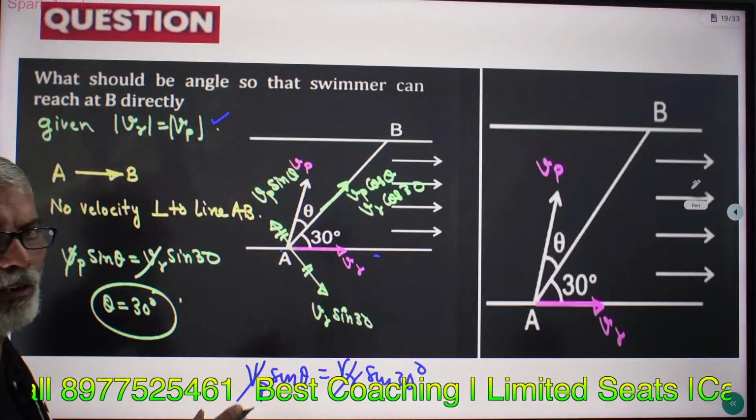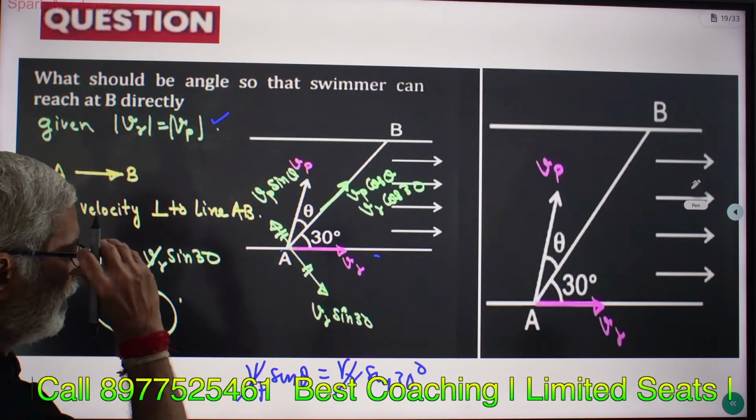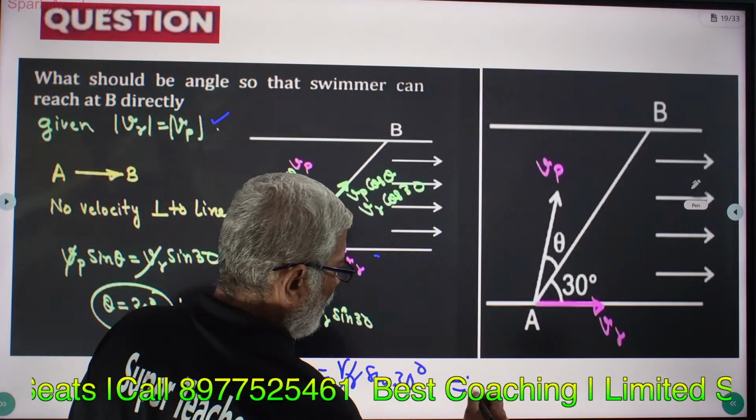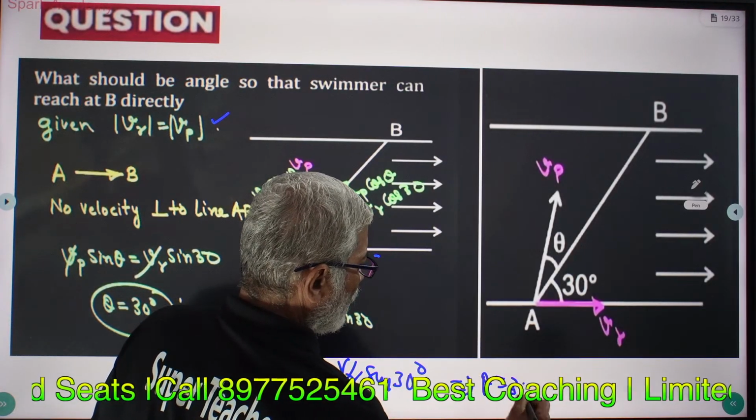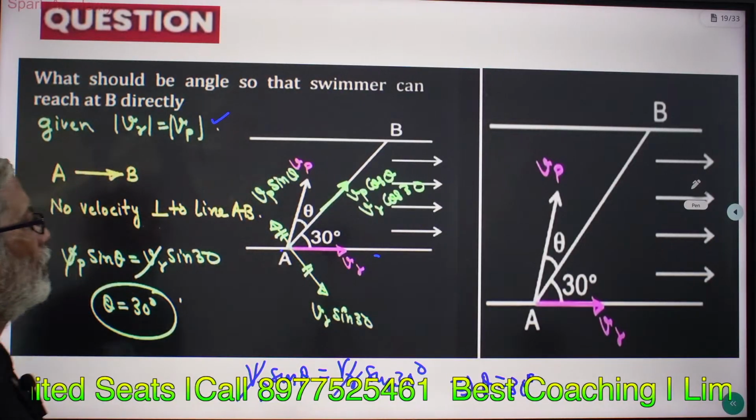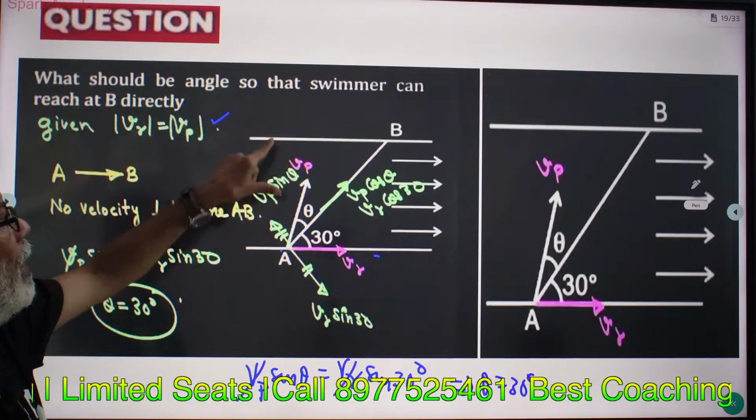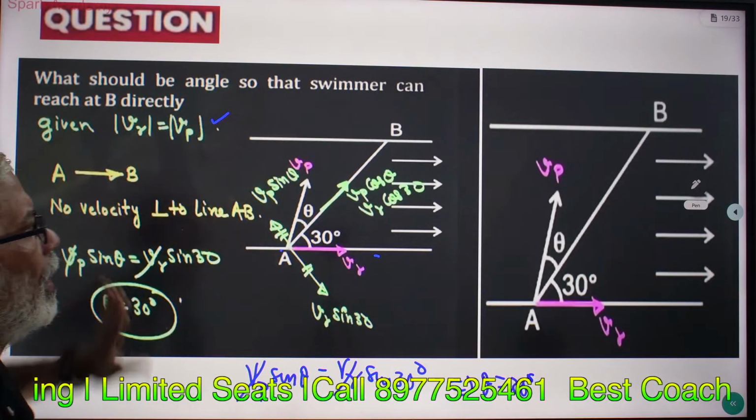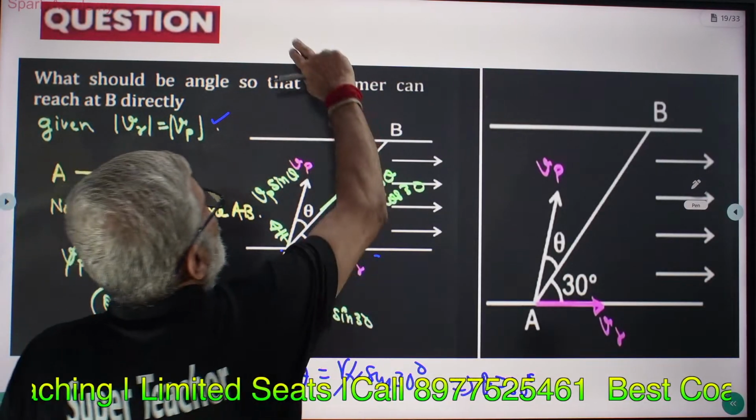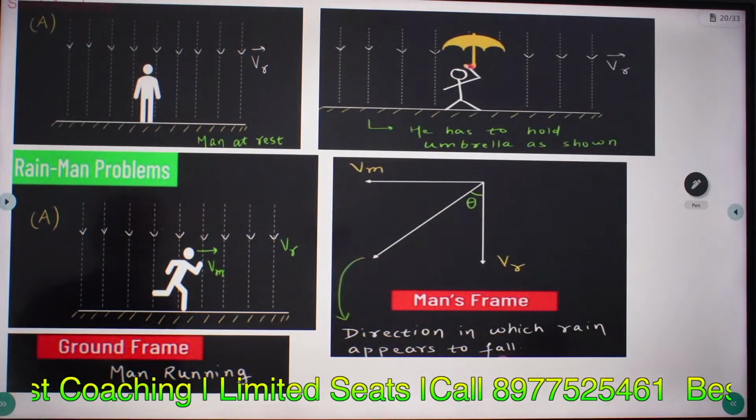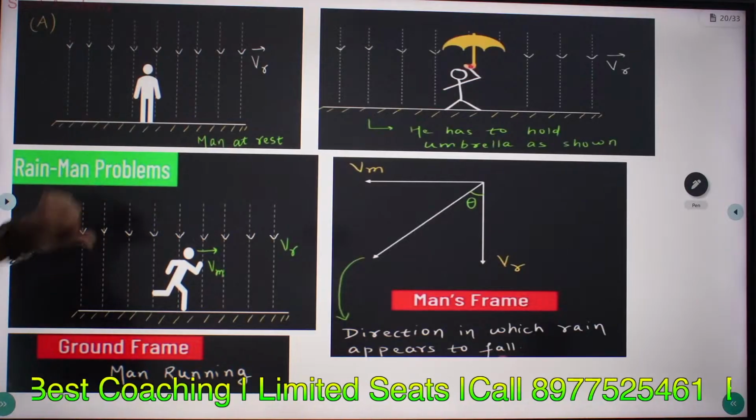This is the condition for the boat to reach from A to B. So sin theta is equal to sin 30, which implies that theta will be equal to 30 degrees. Are you following? So this theta has to be 30 degrees for the man to reach from A to B. So this is another problem. Okay, now we start the rain man problem.